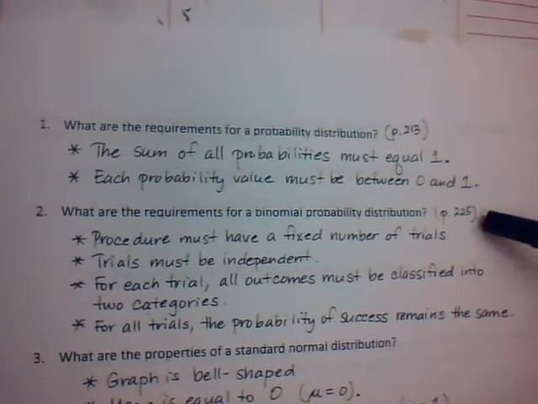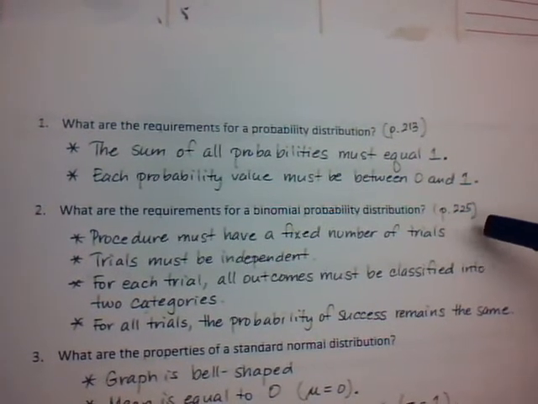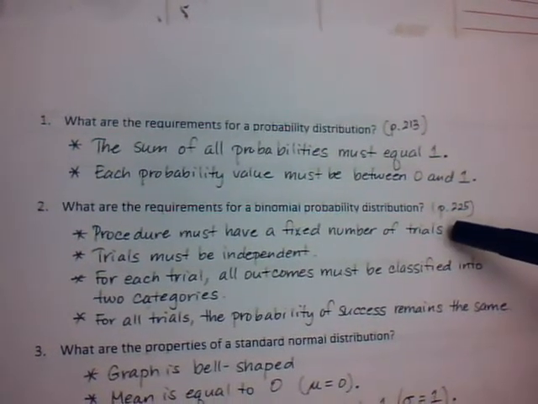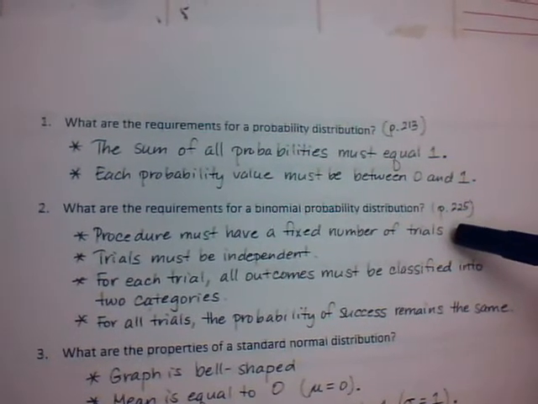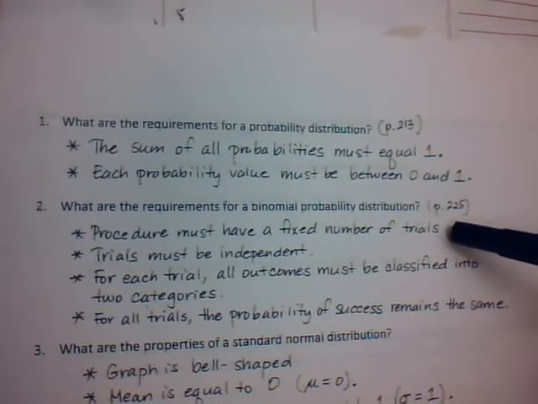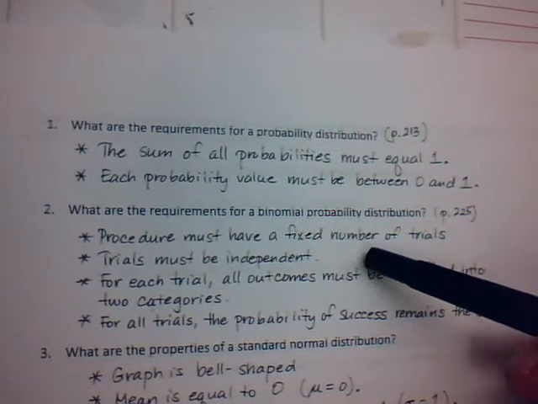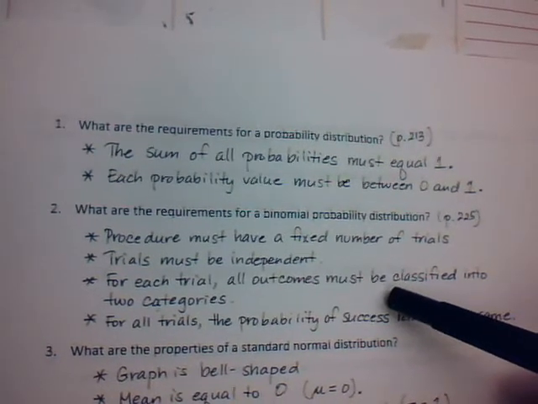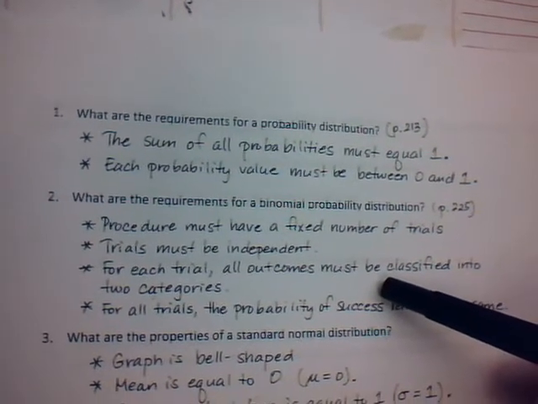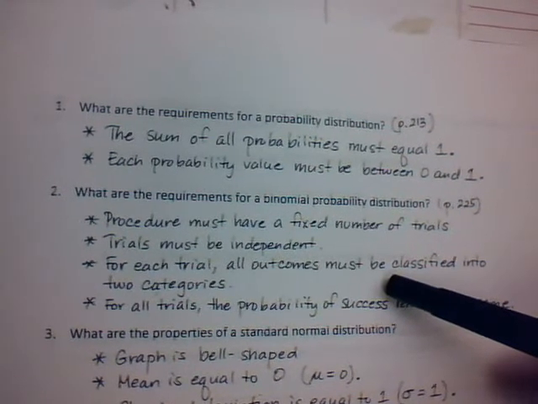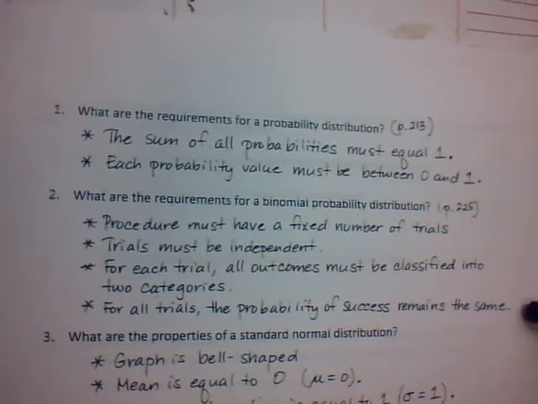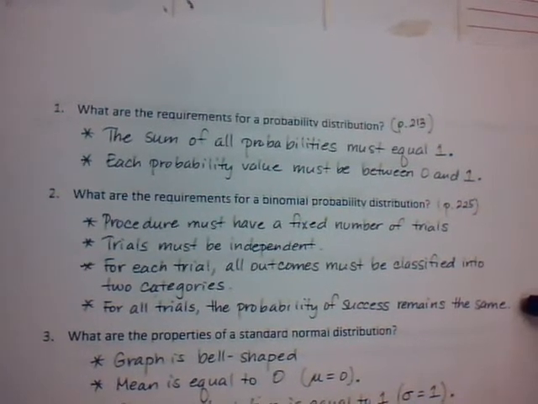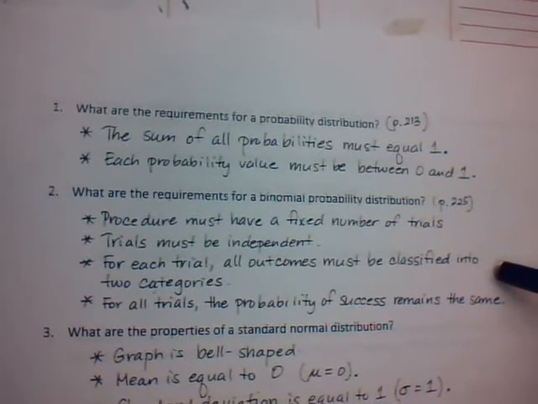And then number 2, what are the requirements for a binomial probability distribution? In this case here, the procedure must have a fixed number of trials. By the way, there are 4 requirements. That's the first one. Must have a fixed number of trials. Second, the trials must be independent. Then for each trial, all the outcomes must be classified into 2 categories. And then for all the trials, the probability of success must remain the same. So those are the 4 requirements of a binomial probability distribution.